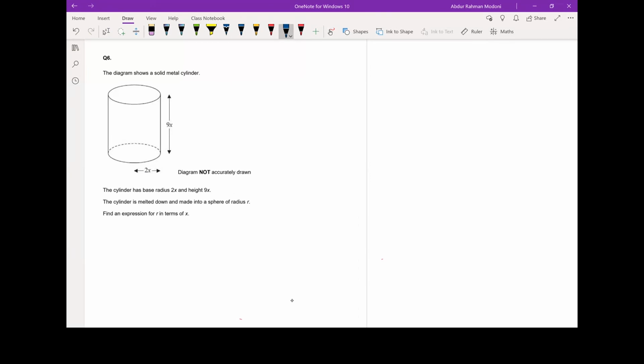So you've got the cylinder has a base radius of 2x and a height of 9x. The cylinder is melted down. Now melted down is referring to the volume, because you melt the quantity and it makes a liquid or a volume. So here at this point I'm going to stop and work out the volume of the cylinder. Volume is pi r squared times height.